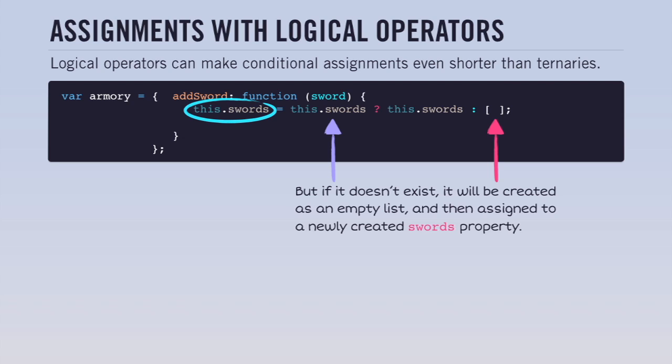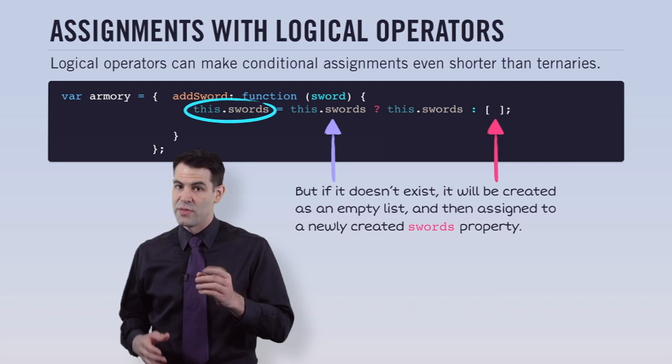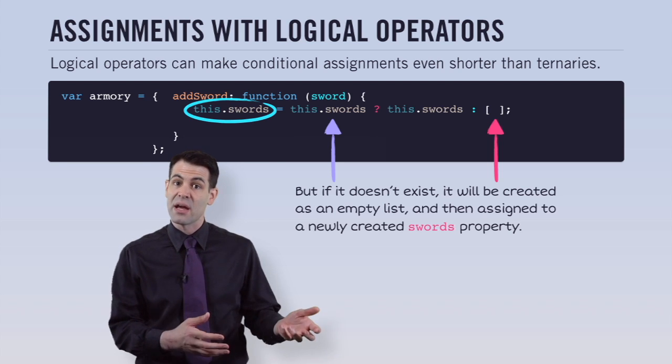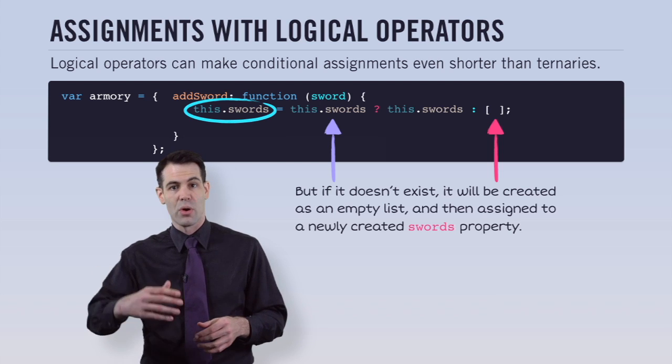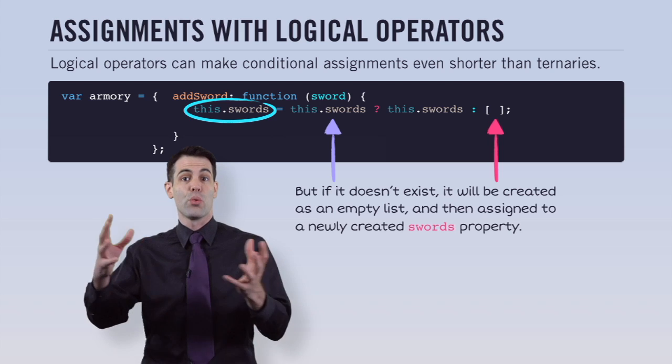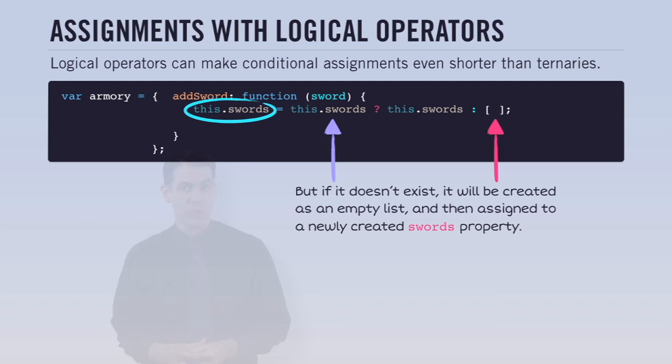Now your question might be, how does the ternary conditional know, looking at this.swords, whether there's a property there or not? Well, remember that the ternary conditional is just looking for a truthy value, and if something is there that's not undefined or zero or all those falsy values, it will think that there is something true there and go with the true option. Very useful.